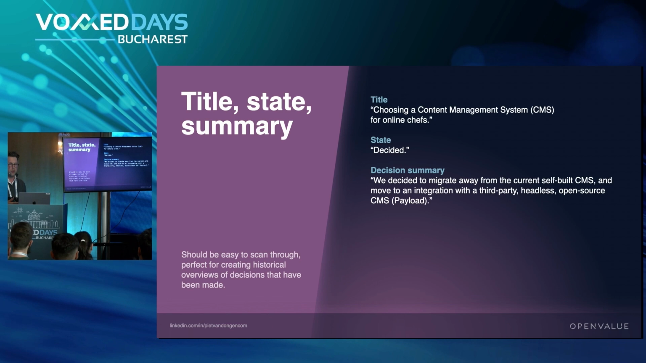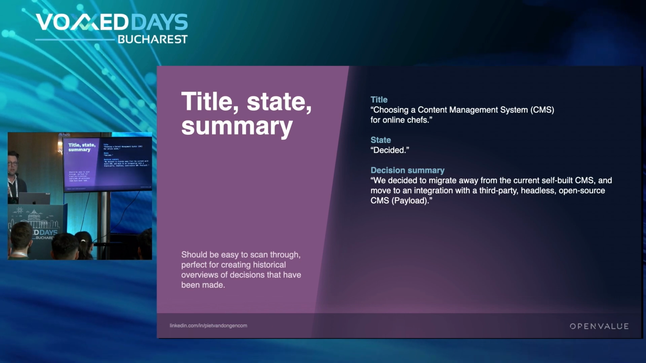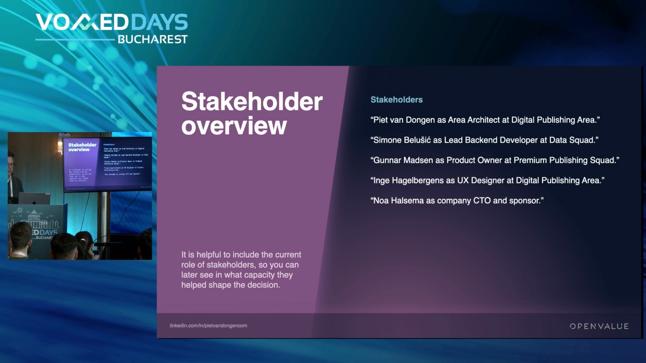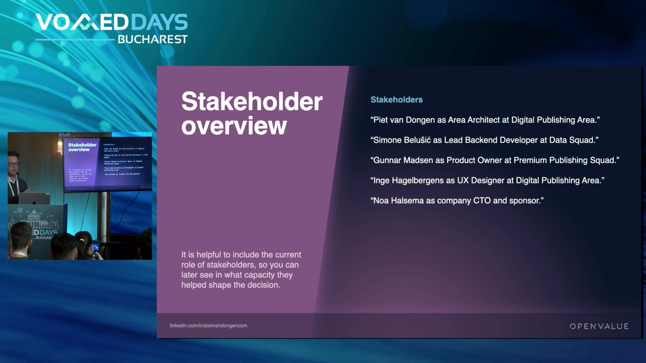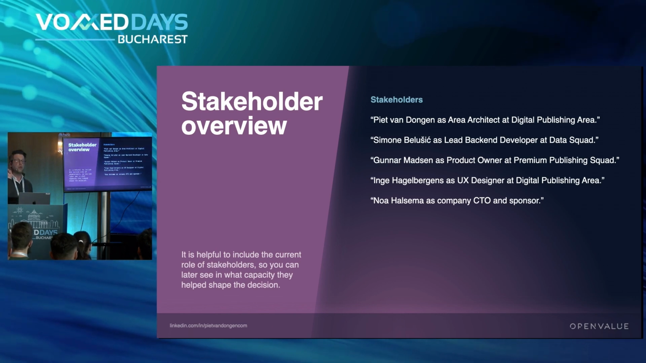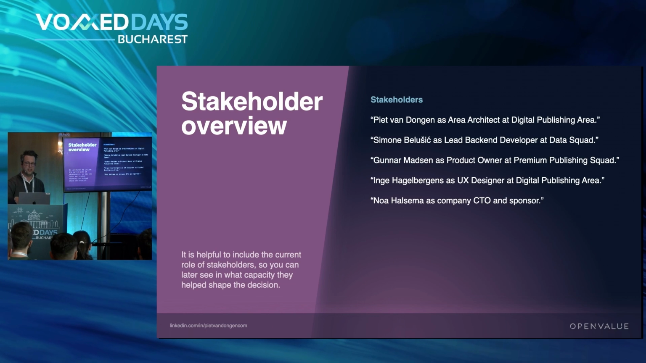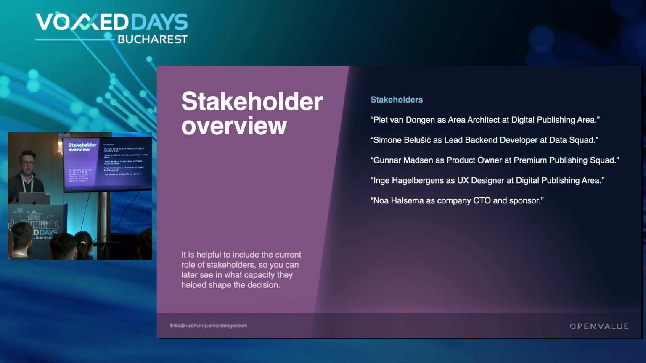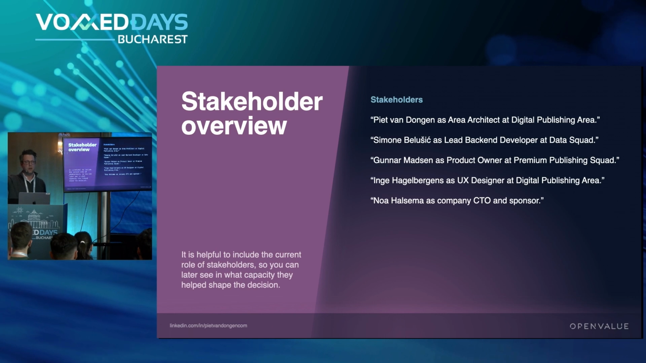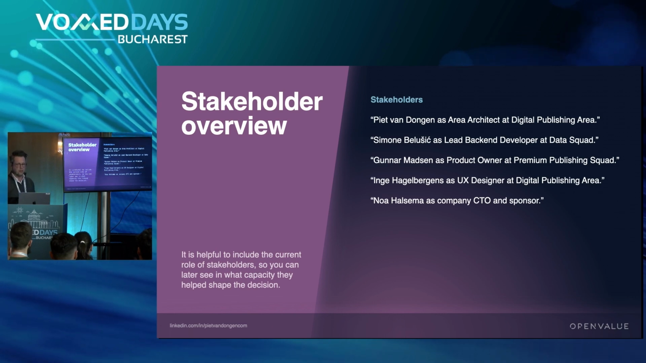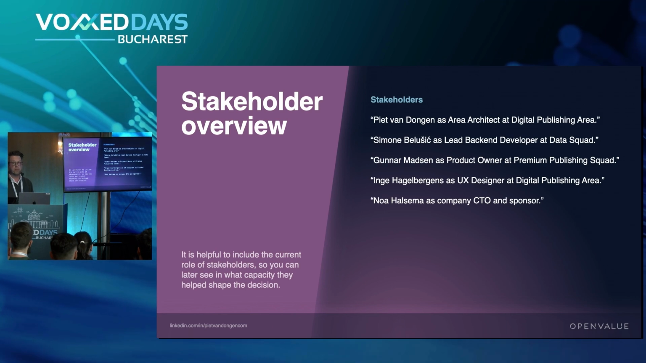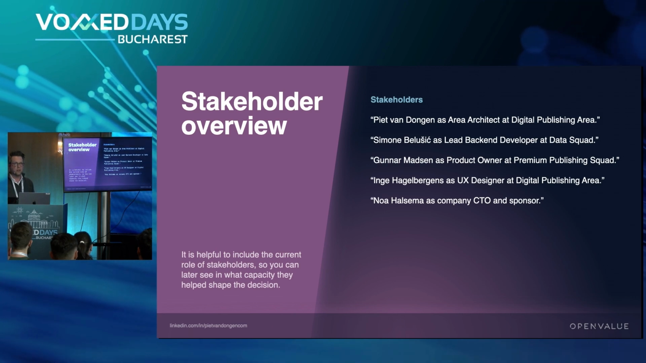If you've made the decision, you should be able to recount the decision itself. Then important is the list of stakeholders, and what I also tend to do is write down what role they had at the time the decision was made. So in this case, I was an area architect, and Simone was a lead backend developer. Later, Simone might be the CTO, but in this case, she was the backend developer. And this helps people get an idea of if the proper stakeholders were being consulted.